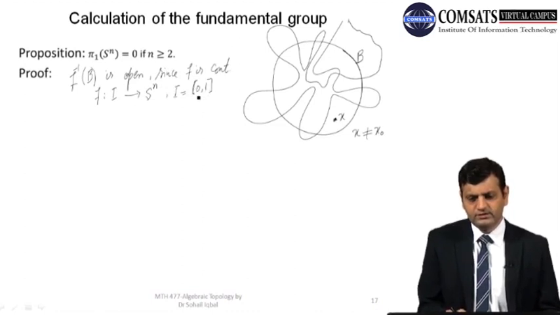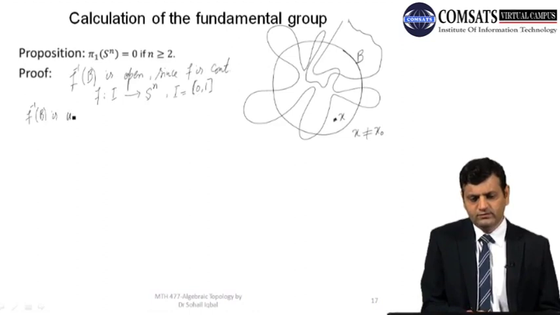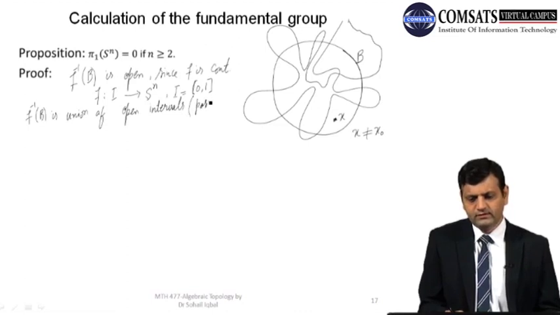So what are the open sets in 0 to 1? These are unions of open intervals. Okay, so f inverse B is a union of open intervals, possibly infinite.